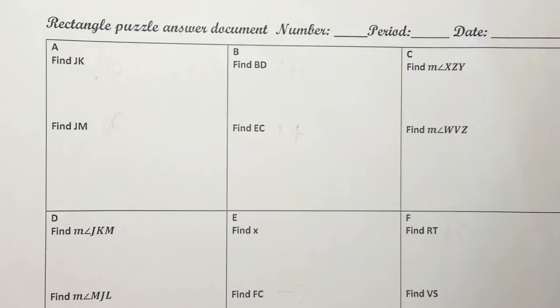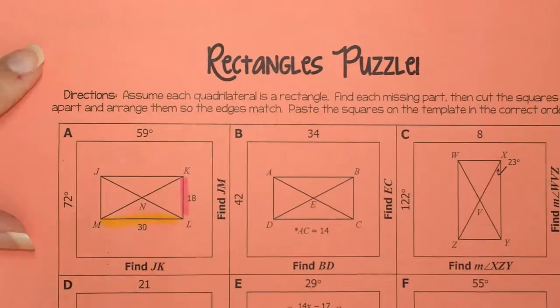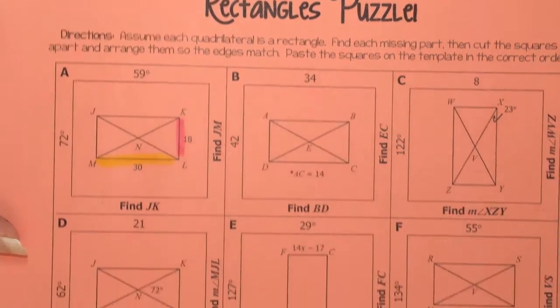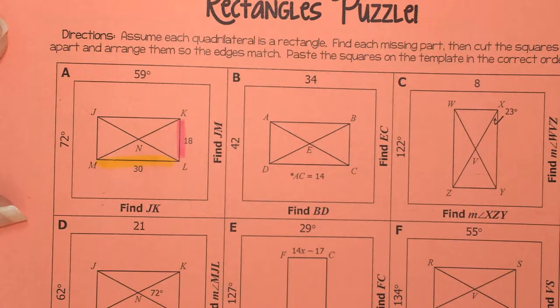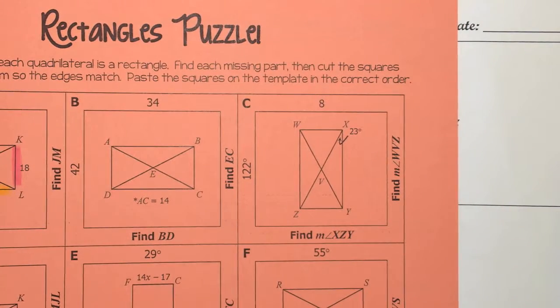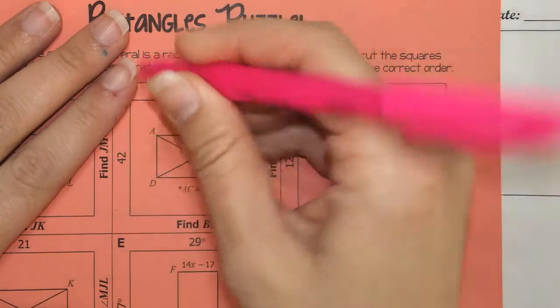Now, on A, it asks us to find JK. Based on what we know, how would we find JK? Opposite sides. So what's JK? What's JM? Okay, let's move on to B. What do they give us in this one? All right, highlight that.